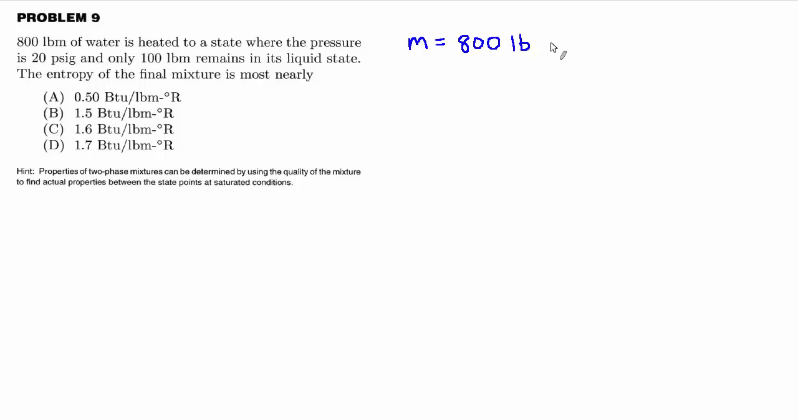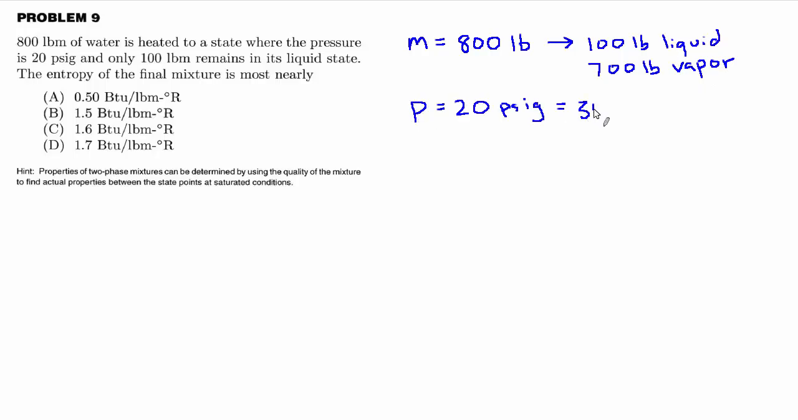So mass equals 800 pounds. And of that 800 pounds, 100 pounds are liquid and 700 pounds are vapor. We also know the pressure is 20 psi gauge, which is 34.7 psi absolute. And they want to know the final entropy of the mixture. So let's take their hint and find the quality.